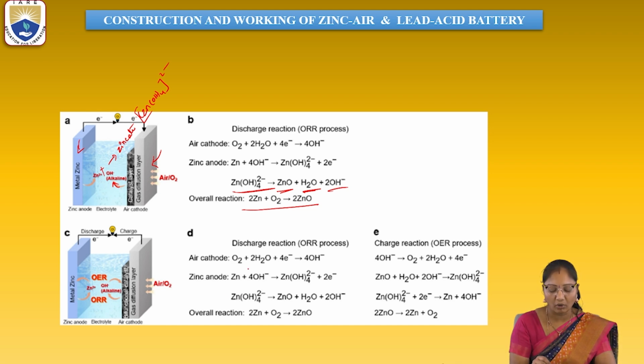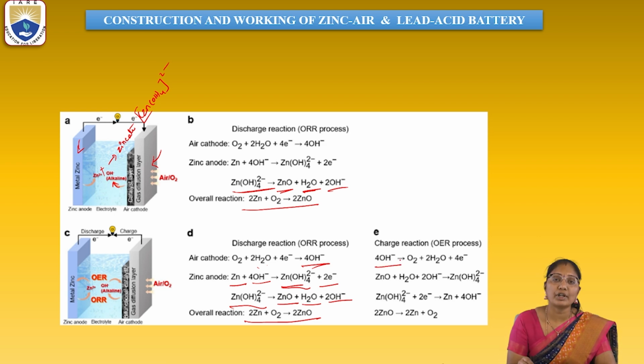So again here, the oxygen plus water molecule gives rise to 4 OH minus ions, and zinc is reacted with the 4 OH minus ions, and then zincate formation with the release of two electrons. Thus formed zincate is again dissociated into zinc oxide and water plus 2 OH minus ions. The overall reaction is 2Zn plus O2 gives rise to 2ZnO, which is zinc oxide.